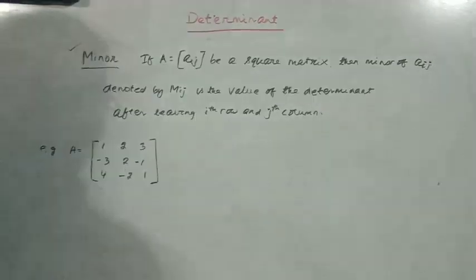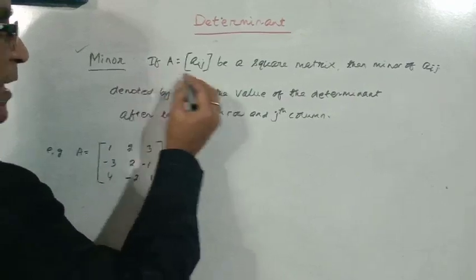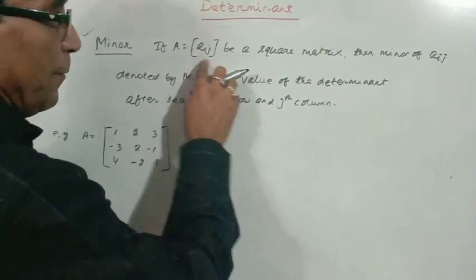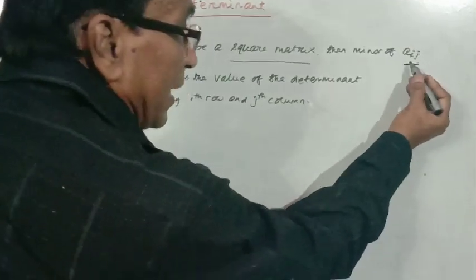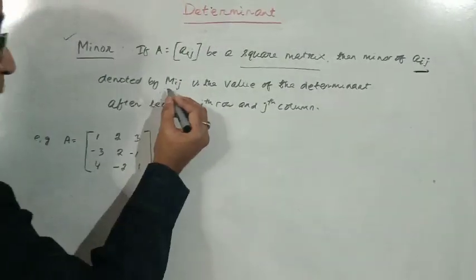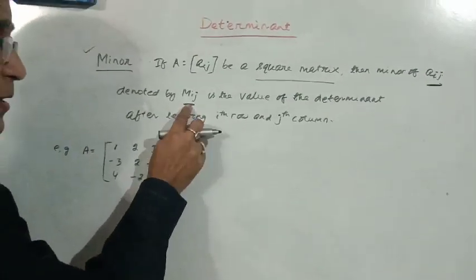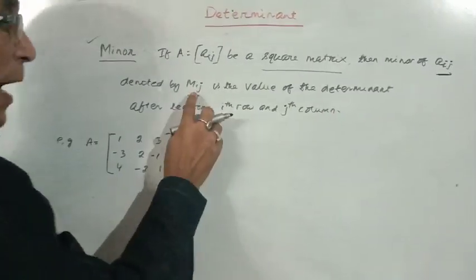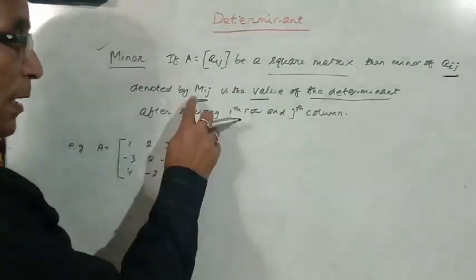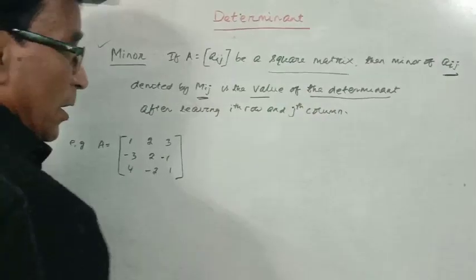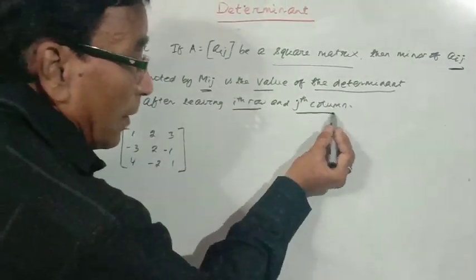What is the minor of a matrix, a square matrix? Here you see that if A is a matrix Aij, which is a square matrix, then the minor of the element Aij is denoted by Mij. Mij is the minor of Aij, and it is the value of the determinant. Minor Mij is always the value of the determinant after leaving the ith row and jth column.